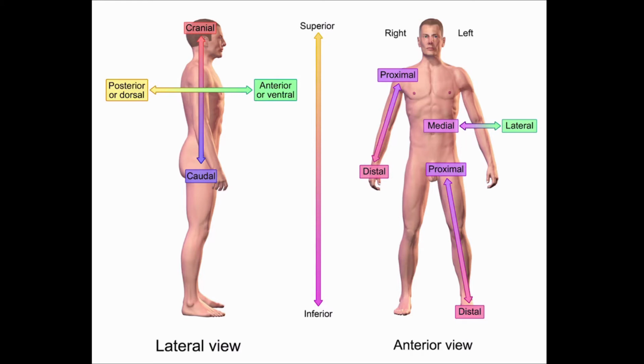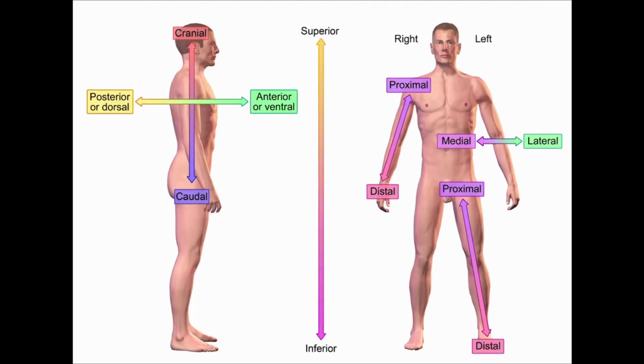We see in this diagram the limbs are not in the correct position. But in general, the gross terms are correct. The superior or cranial position is towards the head. The inferior or caudal position is towards the feet. Anterior is also called ventral, and this is towards the front of the body. And the posterior position is also called dorsal, and it's towards the back.